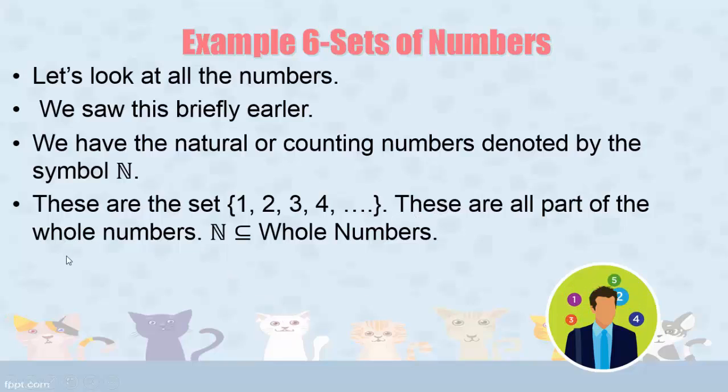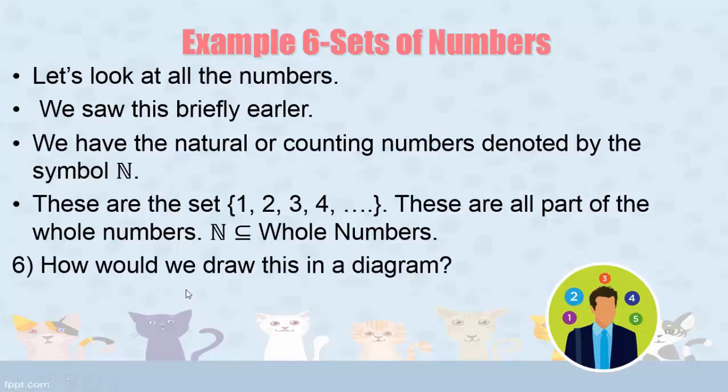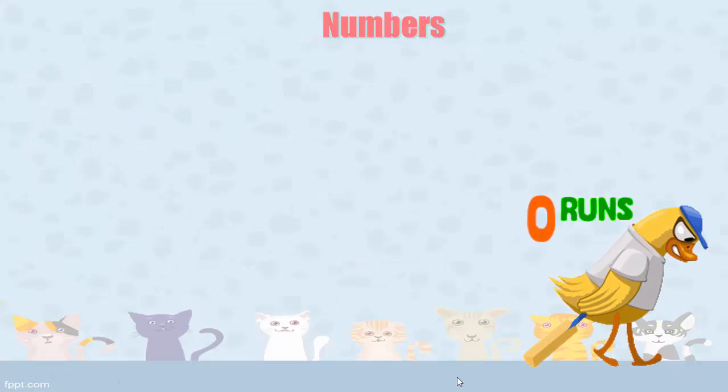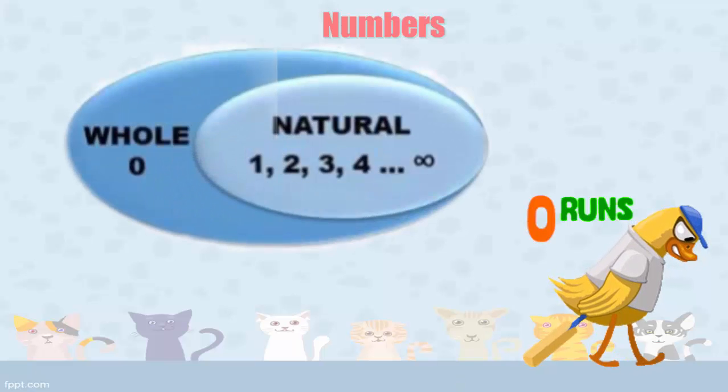And these numbers were all part of the whole numbers. So remember, the natural numbers were inclusive in the whole numbers because for the whole numbers we added in the 0 plus the natural numbers. So how would we draw this diagram? Well, let's see. Here we have the natural numbers, 1, 2, 3, 4, to infinity. And then we have the whole numbers where we add in a 0, which makes the set a little bit bigger. So the natural numbers are a subset of the whole numbers, and that would be how we would look at the Euler diagram of that.